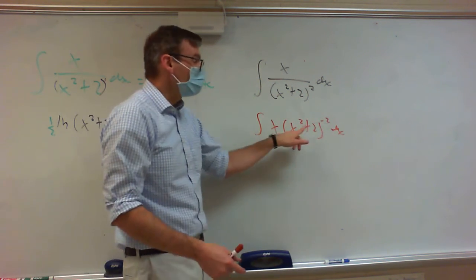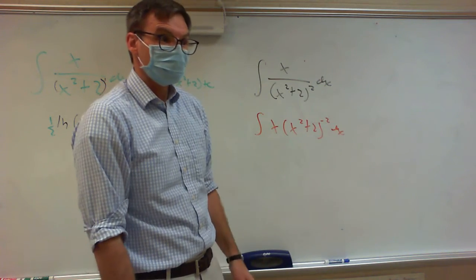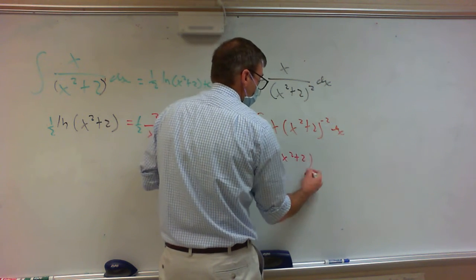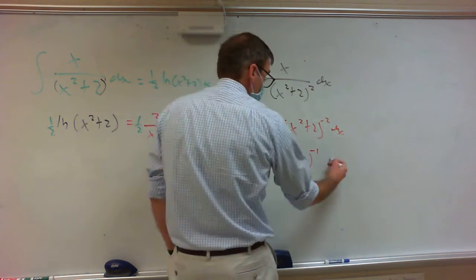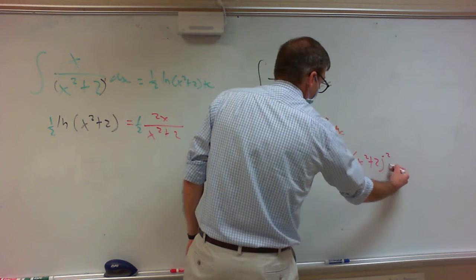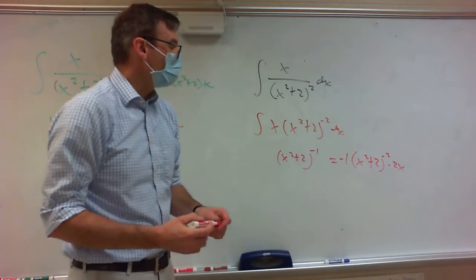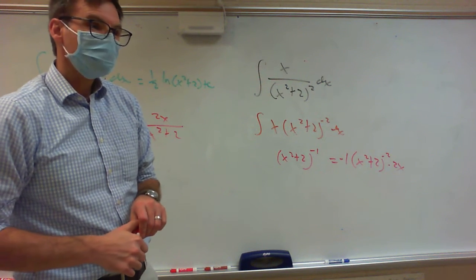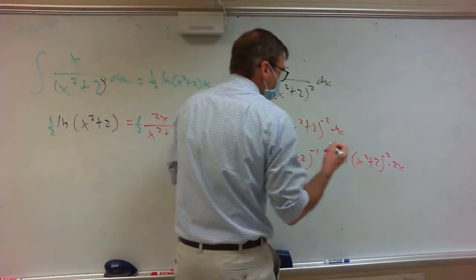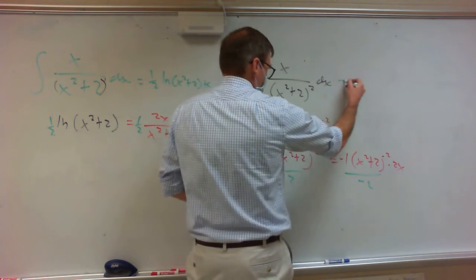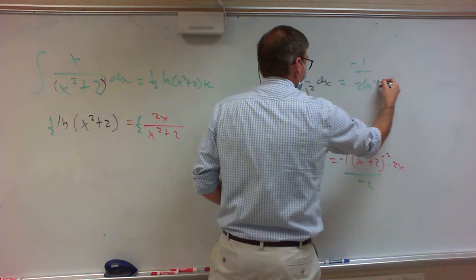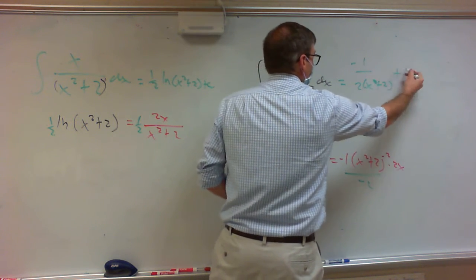If it doesn't have -1, we can treat this just like we did yesterday on your test. I'm going to look at this and say, well, my guess is going to be (x squared plus 2) to the -1, right? Take the derivative and see how close I get. -1 (x squared plus 2) to the -2 times 2x. Now, when I compare this to this, what am I off by? -2. Here we see I'm off by -2. And since I'm off by -2, I'm going to divide by -2. And so my answer is going to be -1 over 2 (x squared plus 2) to the first, plus c.